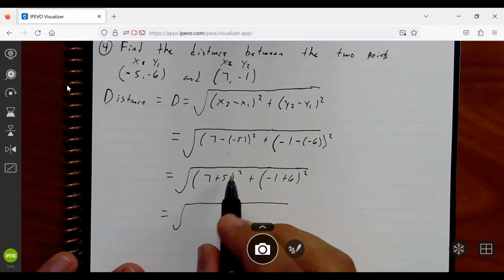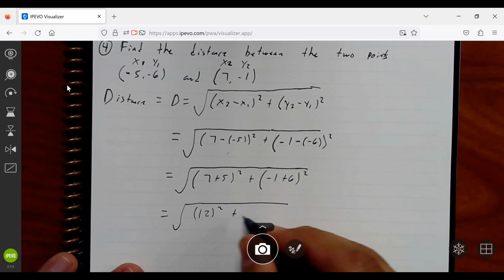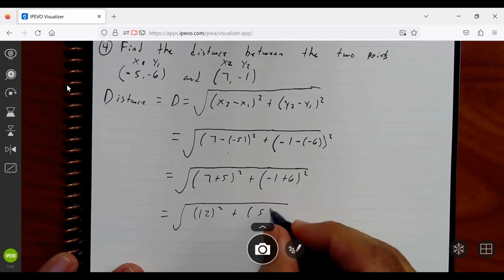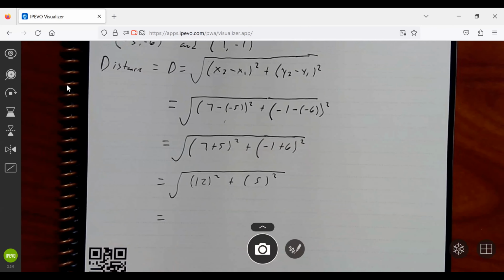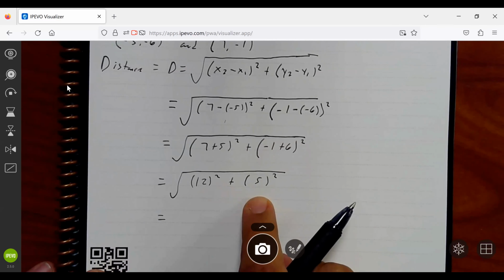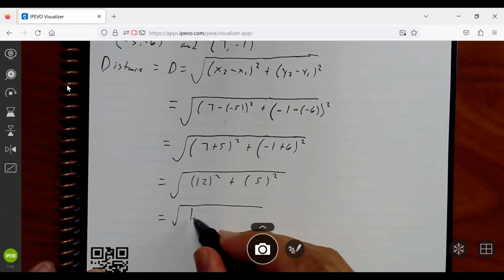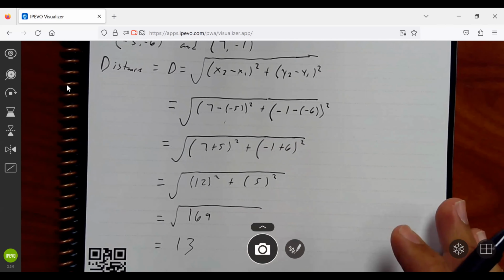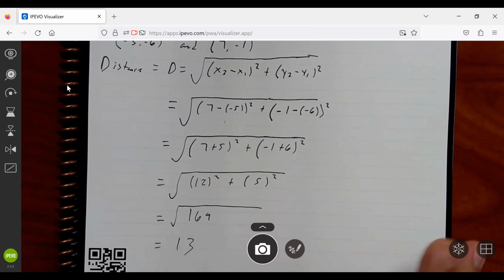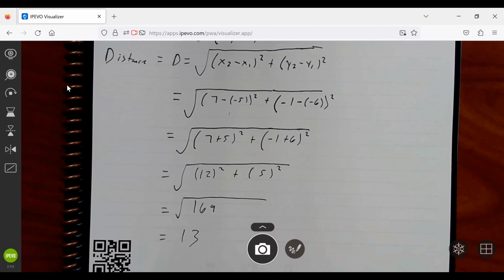Seven plus 5. Okay. Let me know, do you guys agree with this so far? Yep. All right. So that'll be 144 plus 25, which is 169. Okay, so the distance is 13. Any questions on the distance problem?